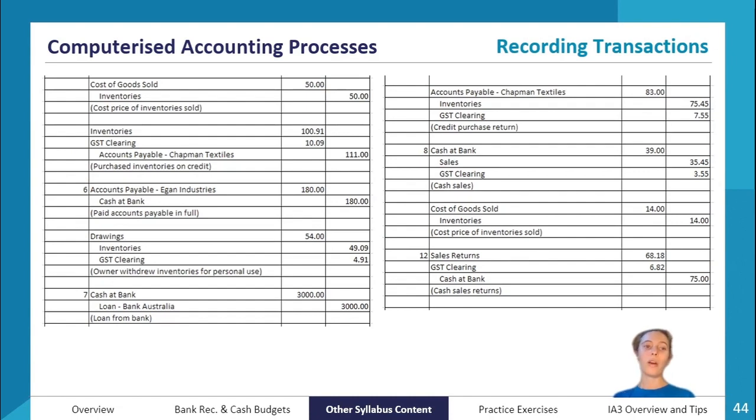Next up, we've got a few others. So we've got, for example, drawings on the 6th of the month. So drawings for $54. We've got the cash at bank for cash sales again, and inventories going down, cost of goods sold going up.